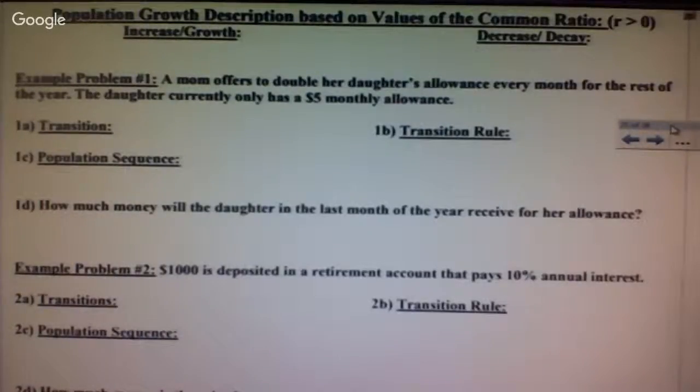Okay. So our R value should never, ever, ever be negative.